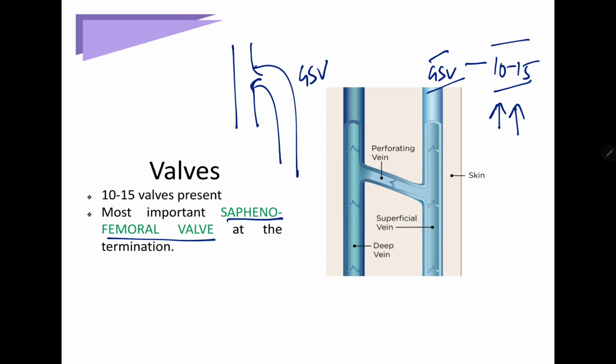If this valve is incompetent or defective, what happens is there is retrograde flow of blood. This would lead to the great saphenous vein getting dilated. There will be stagnation of blood. So these valves also play an important role in maintaining the integrity of the saphenous vein.